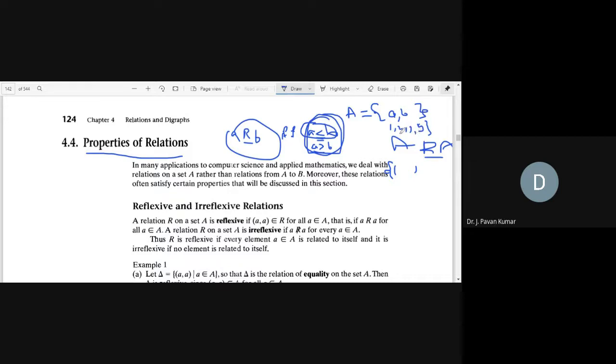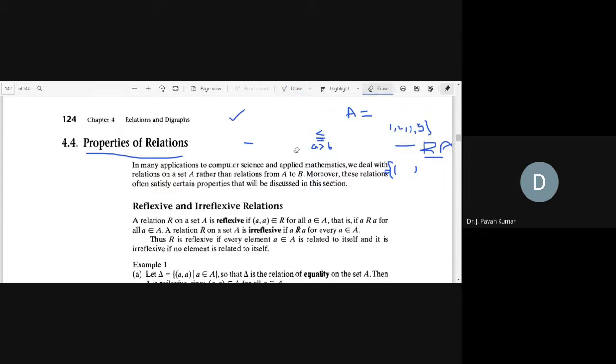Next, 3 comma 1, no. 3 comma 2, no. 3 comma 3, yes. 3 comma 5, yes. 5 comma 1, no. 5 comma 2, no. 5 comma 3, no. 5 comma 5, yes. So like that we can define the relation.